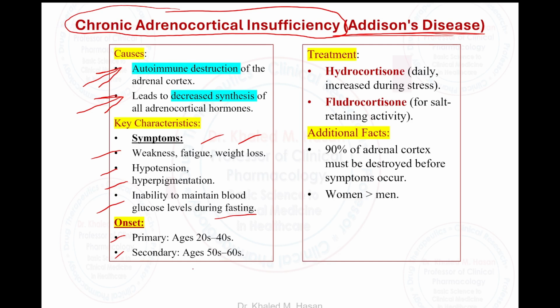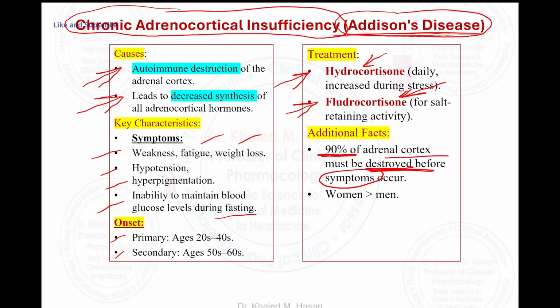The question now, how to treat your patient? We need to prescribe hydrocortisone daily. We need to prescribe fludrocortisone also for its salt retaining activity. So the treatment is to replace glucocorticoids: we prescribe hydrocortisone to replace glucocorticoids. To replace the salt retaining, we need to prescribe fludrocortisone. They remind us that when patients suffer from Addison disease, the symptoms appear when 90% of the adrenal gland has been destroyed. So when 90% of the adrenal gland is destroyed, the patient starts suffering from symptoms.